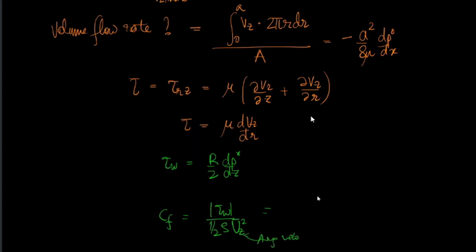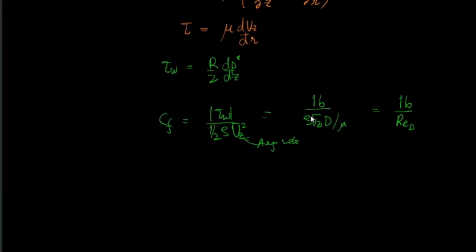So you can do this calculation and you will find that it is equal to 16 upon rho Vz bar D by mu, where D is the diameter of the pipe. So this comes out to be 16 upon the Reynolds number based on the diameter. Once again, Reynolds number is nothing universal. You can define it on different length scales, but the most physically relevant length scale is this. Now, if we know the average velocity, we know that the average velocity and pressure gradient are related by this.